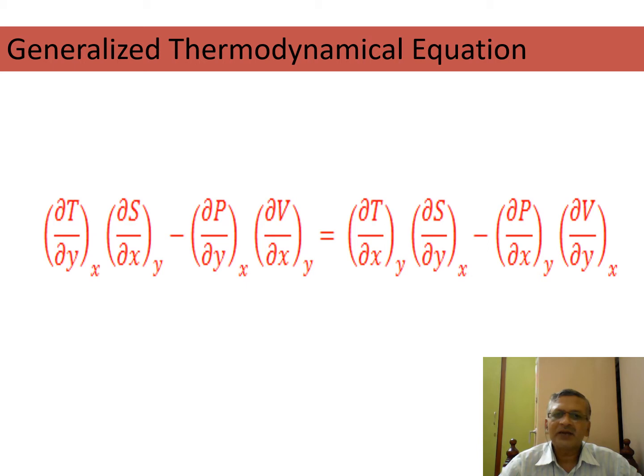Therefore, the generalized thermodynamical equation can be stated like this: dou T upon dou y, keeping x as constant, into dou S upon dou x, keeping y as constant, minus dou P upon dou y, keeping x as constant, into dou V upon dou x, keeping y as constant, is equal to dou T upon dou x, keeping y as constant, into dou S upon dou y, keeping x as constant, minus dou P upon dou x, keeping y as constant, into dou V upon dou y, keeping x as constant.